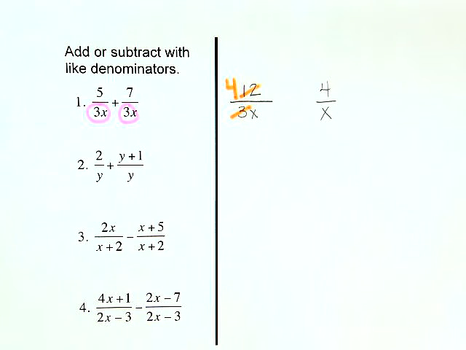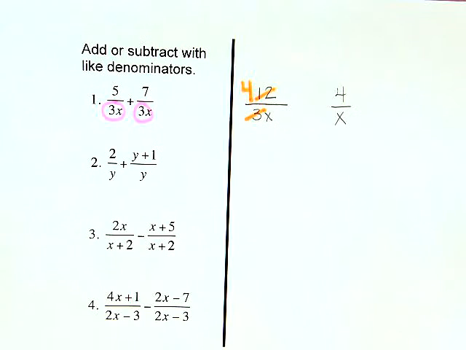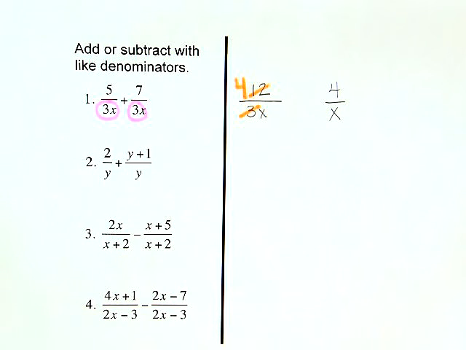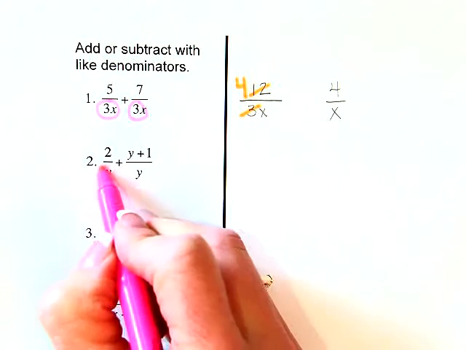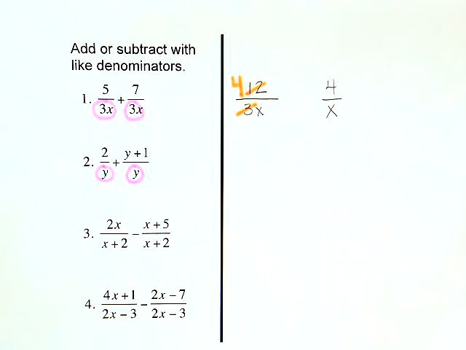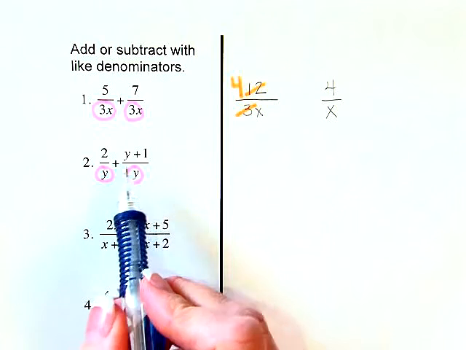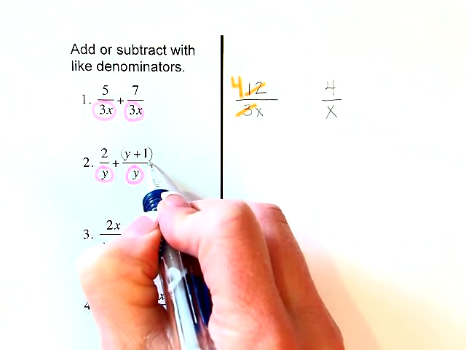Okay? So again, here we are adding. So common denominator, we have a y and a y. So we are good to go by adding. So now when we look at the top, we have a little 2 plus this binomial y plus 1.